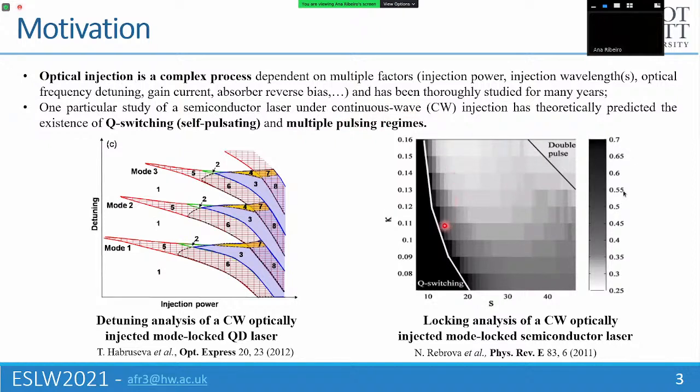There has been one particular study of a semiconductor laser under CW injection which has predicted that it may be possible to obtain different regimes with optical injection, such as Q switching and double pulsing, depending on the S parameter, which in this case is the ratio between the absorption saturation energy and the gain saturation energy, and the injection strength. So our study will be around how exactly optical injection affects the laser that we have in our lab, what kind of regimes we can find, and how we can characterize it.